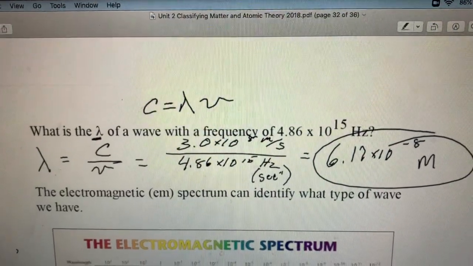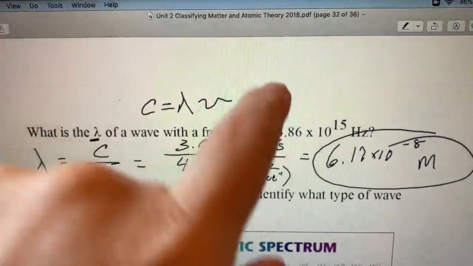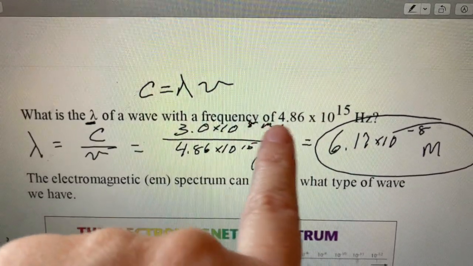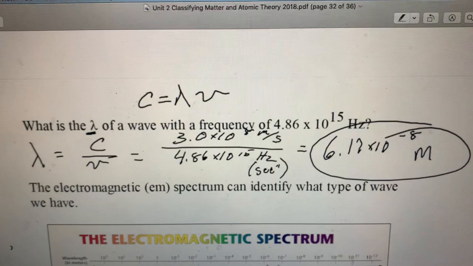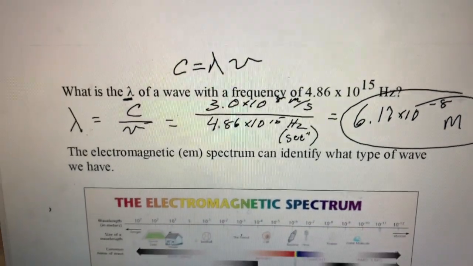Now, as far as significant figures, I don't want you to stress over them. Just look at this number here. It has 3 significant figures. A great idea is to round your answer to have 3 significant figures as well.